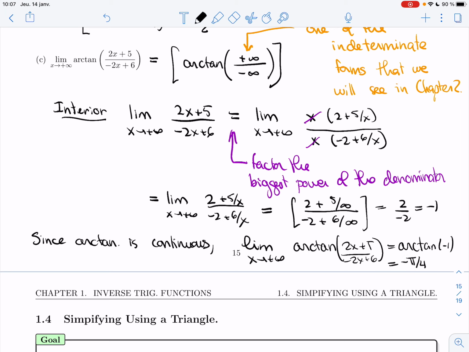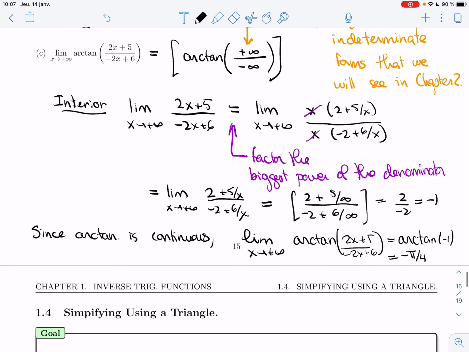I got a bit too excited with indeterminate forms and took too much space. All right, so I'm getting minus pi on 4.